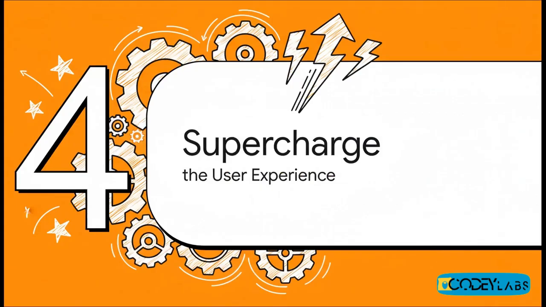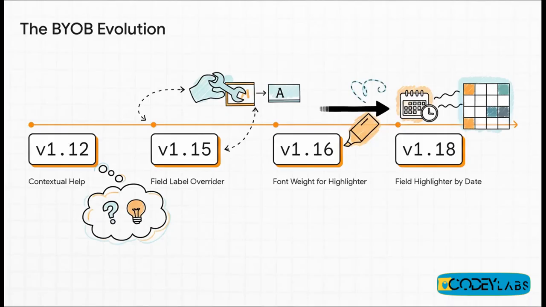But listen, BYOB isn't some static, one-and-done tool. Oh no, the developers are constantly adding new features to supercharge the user experience even more. This timeline here shows just a few of the recent upgrades. We're talking Contextual Help tooltips, a field label overrider, and even highlighting fields based on dates. This package is always evolving to solve more and more of our real-world problems.